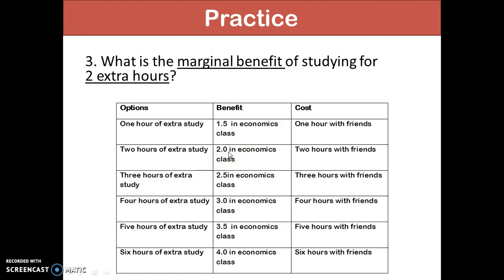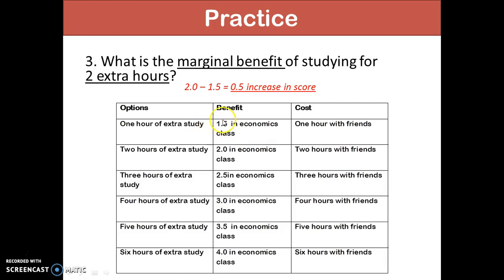Marginal is going to ask, what do we get from going from 1 hour to 2 hours of study? Well, if we just did 1 hour, we got a 1.5. But if we do 2 hours, we get a 2.0. So what is the benefit of studying for this 1 extra hour? We can find that by doing a simple calculation. 2 minus 1.5 equals a 0.5 increase. We're always looking for the difference between these two.